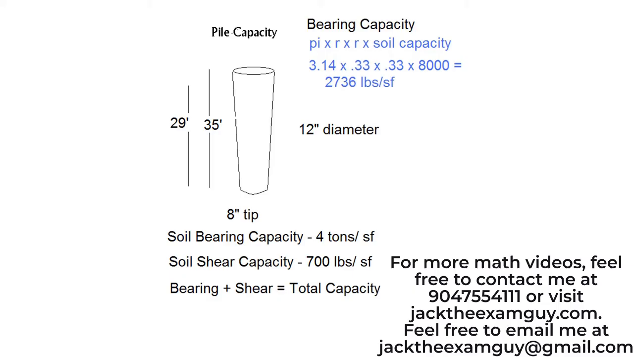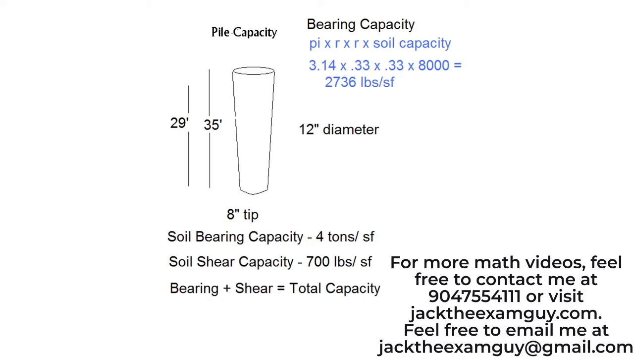Now, if you're comparing this to the calculation in the book, you're going to see it's slightly different. They use some slightly different calculating methods. And I've got to tell you, you have to be an engineer to be able to figure out what they're doing there. So don't even try it. Just go with the pi r squared. That's tough enough. We're getting real close here. So this is our bearing capacity.